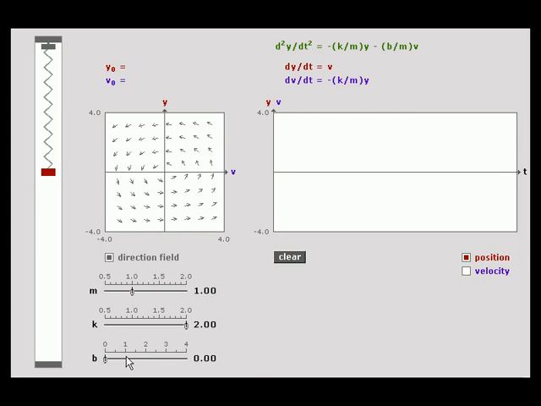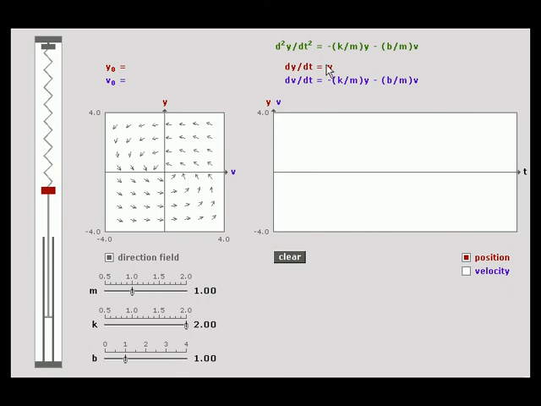Now if we add a damping factor, and it draws it here as if there's a shock absorber there, so there's something that's damping the oscillation.